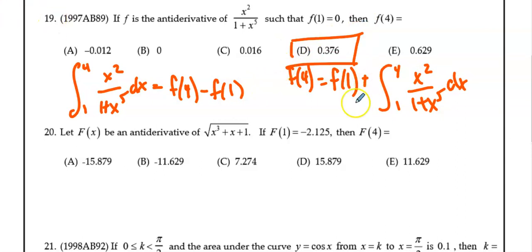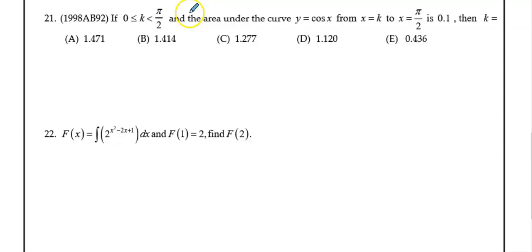So just remember, if you're trying to figure out, given f of 1 equals this, what's f of 4, or whatever these values are, if you integrate this, you're going to get an equation where you're given f of 4 minus f of 1. Okay, for question number 21, again, this is a calculator question, but we don't need the calculator. Well, we do need a calculator for this question.